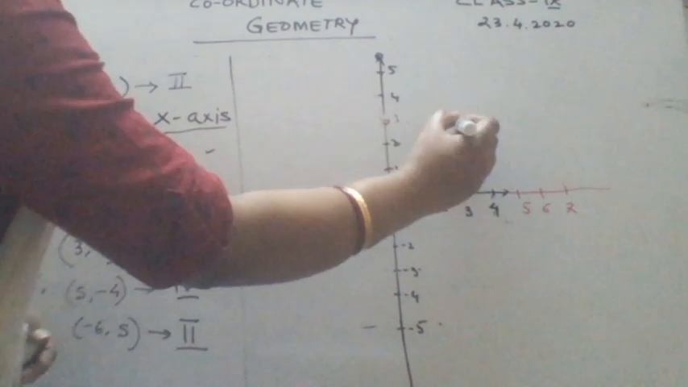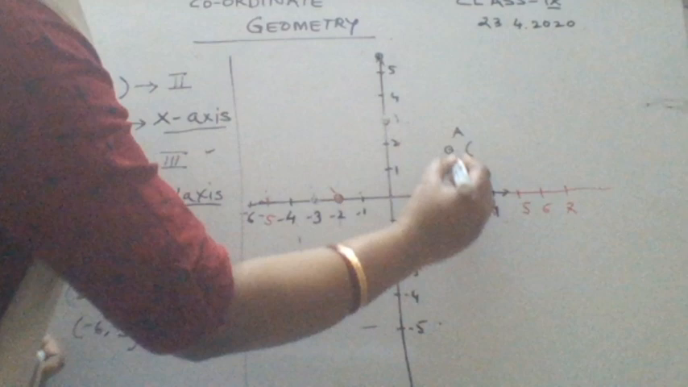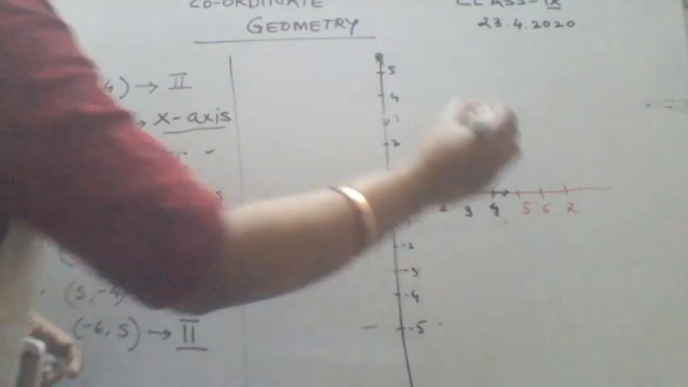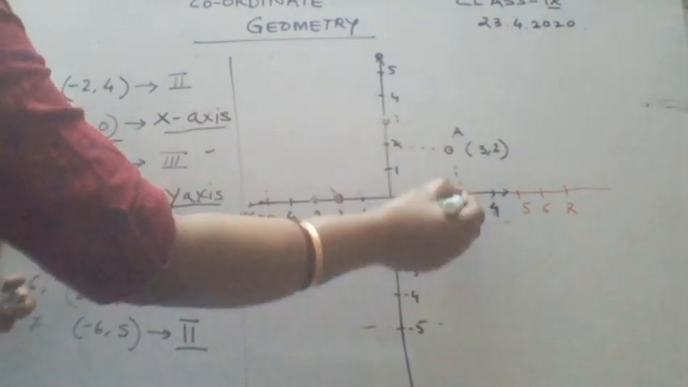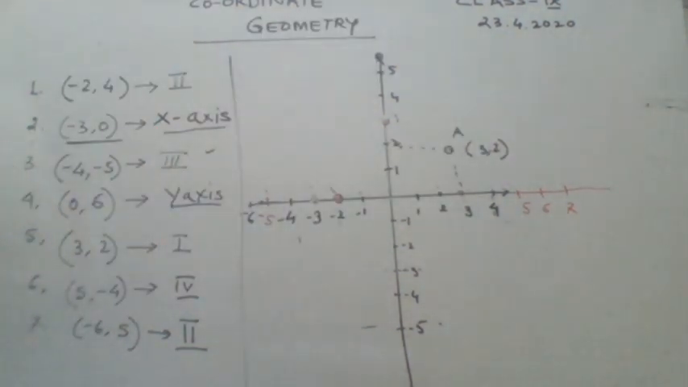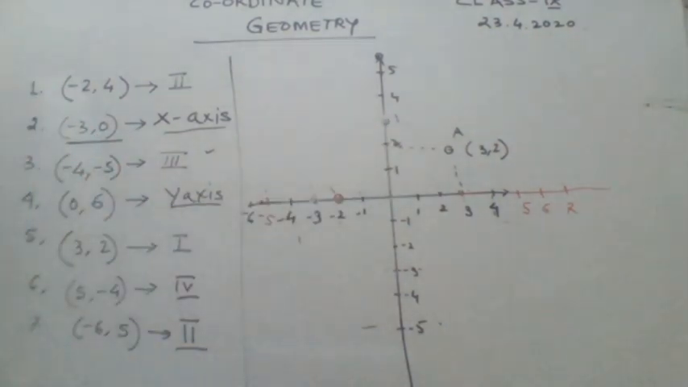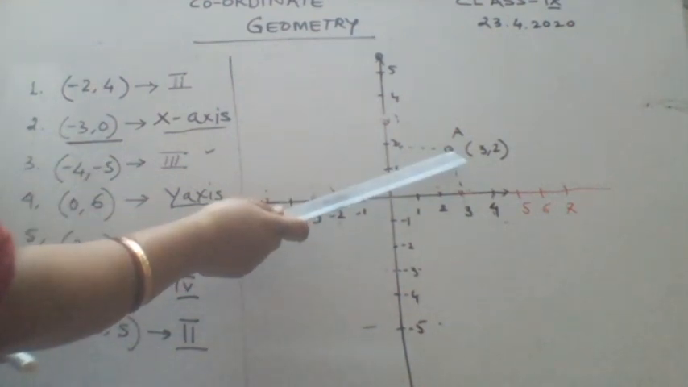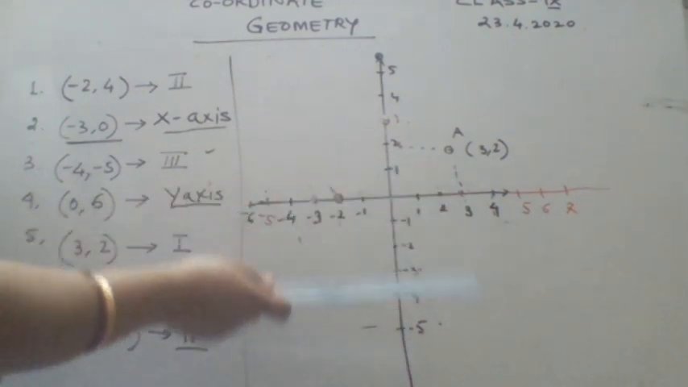Say this is your A. Coordinate of this point is x is 3 and y is 2. This is the point. X is 3, y is 2. Now if I ask you what will be the reflection of this point A about the x-axis, about the x-axis.